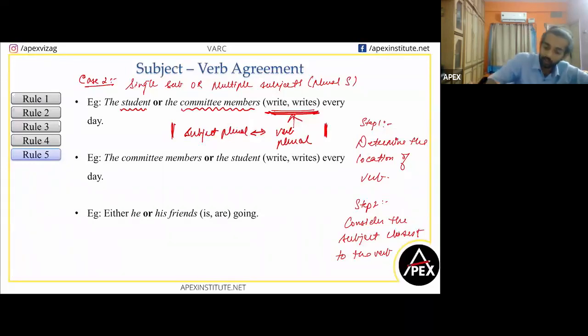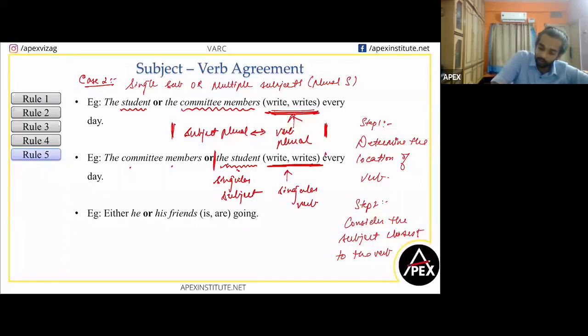Look at this part, the committee members or the student writes. Now this part is our verb. So we determine the location of the verb. Then we look at the subject. Since this is a singular subject, we'll have to use a singular verb. Okay, so look, these both are close by, no? Same with the case of this.